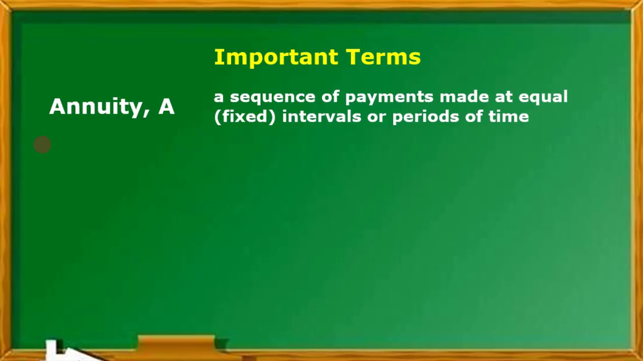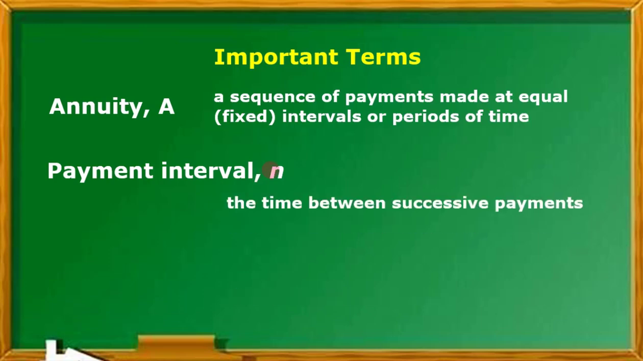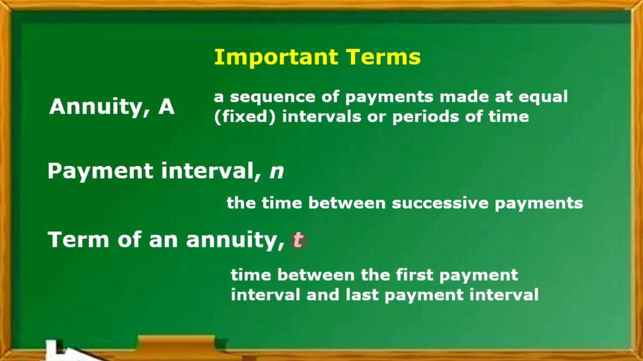So we have important terms. Annuity, denoted by capital letter A, is a sequence of payments made at equal or fixed intervals or periods of time. Payment interval is the time between successive payments. Term of an annuity, denoted by letter T, is the time between the first payment interval and the last payment interval. For example, 5 years or 10 years or 8 months. Those are the term of an annuity or time T.